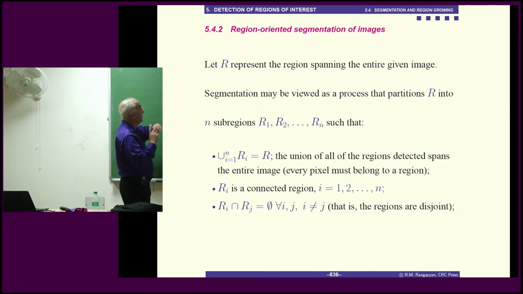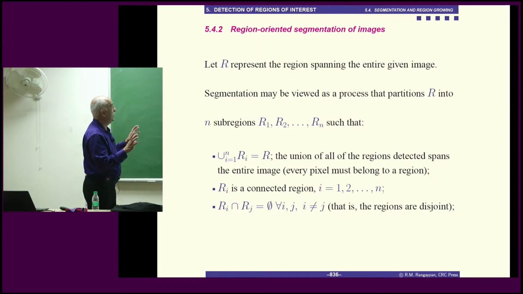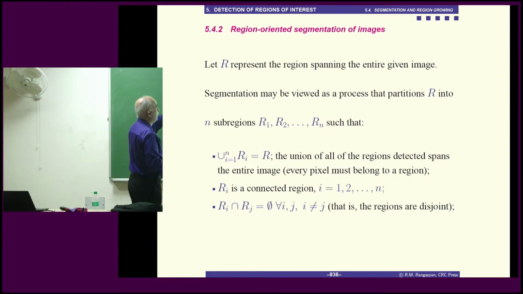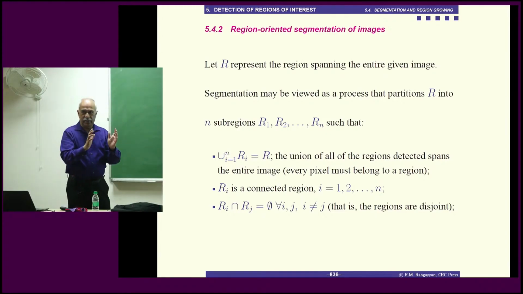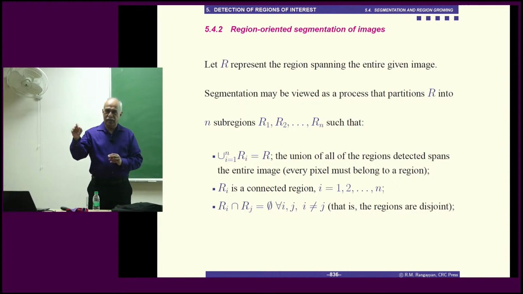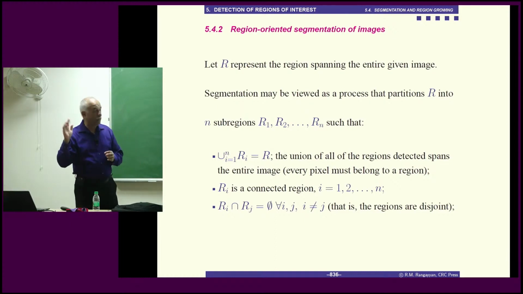But anyway, the general theory says, let R represent the region of the entire image, the space of the entire image. Segmentation may be viewed as breaking that region into n subregions, R1, R2, up to Rn, such that these are the conditions. The union of all these Ri's should be equal to R. That is, all of these regions put together must give you the total image. Every pixel in the original image must belong to some region. You can't throw away some pixels.